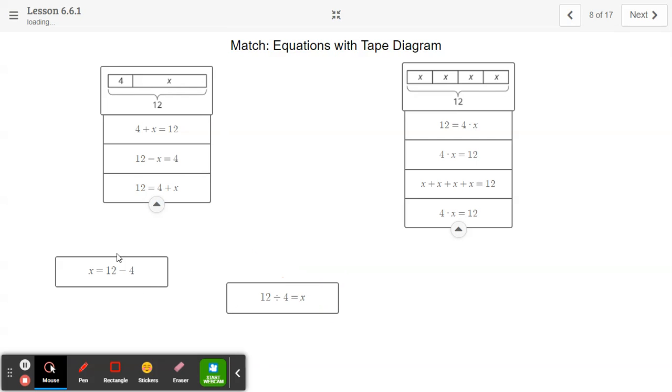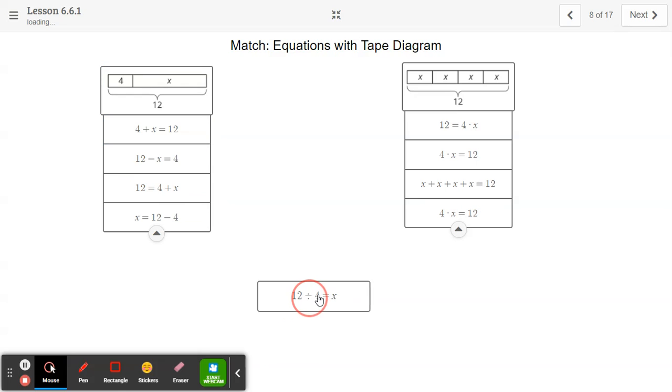And this is the same concept as what we just did, right? 12 minus 4. If you take 12 total, you chop off this 4, you're left with x. And lastly, we have a division problem. This is telling me if you take 12 and you divide it into 4 equal groups, well, that's what this is. 12 is being chopped into 4 groups. You get x in each group.